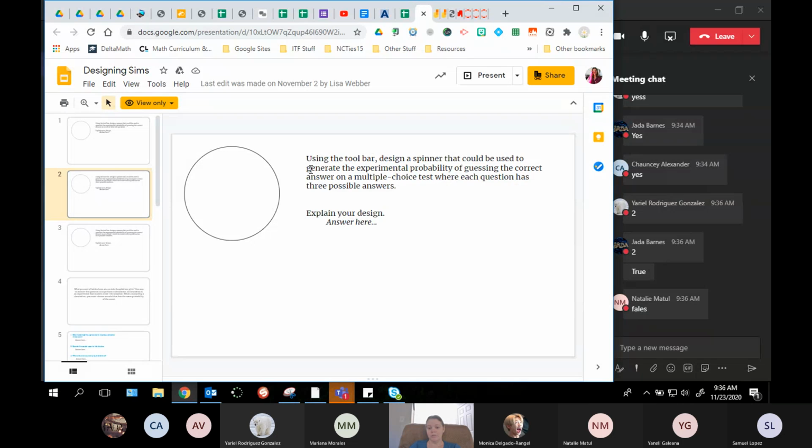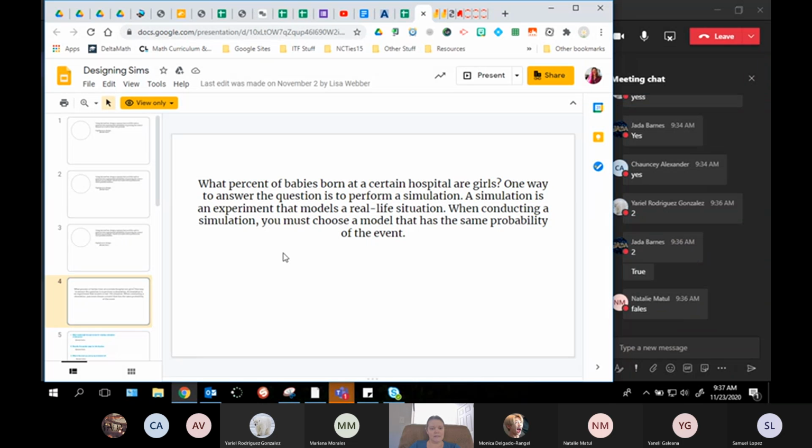The next one is multiple choice with 3 possible answers. So think about the sections that you would have, how many, and how you would label them. And then one with 4 possible answers. So section it out, how many do you need, and label them.